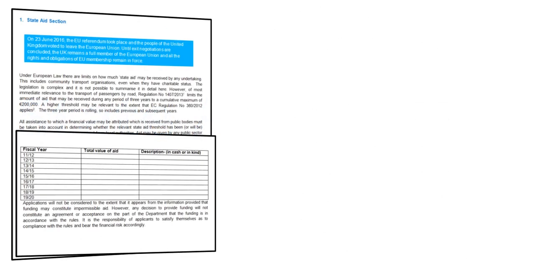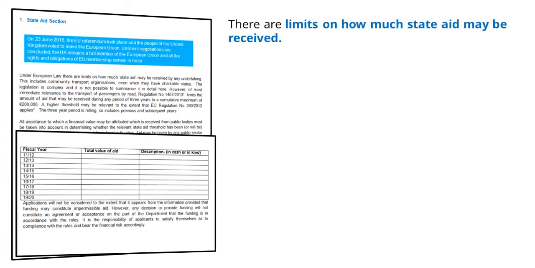The state aid section is one of the more complex parts of the application form. Under European law, there are limits to how much state aid may be received by any organisation. This includes community groups, even when they have charitable status. It's important to note that even though the UK voted in June 2016 to leave the European Union, until the UK has formally exited the EU, obligations of EU membership, including state aid laws, remain in place.